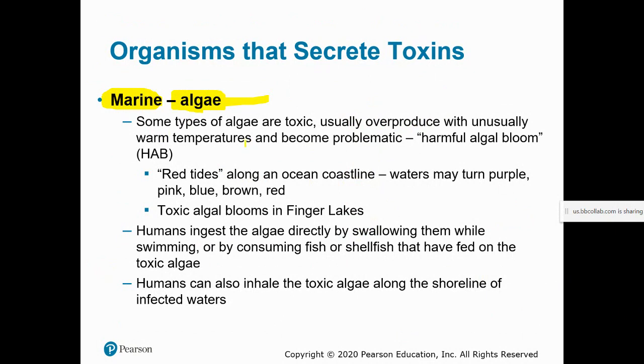So not all algae are toxic, and in fact, humans and other animals eat a lot of algae, but of course, some are toxic. So you might have heard this term, harmful algal bloom, which basically means when these toxic algae become overproductive in a certain area or certain body of water. Typically this occurs with really warm temperatures, sort of excessively warm temperatures, such that these algae can overproduce.